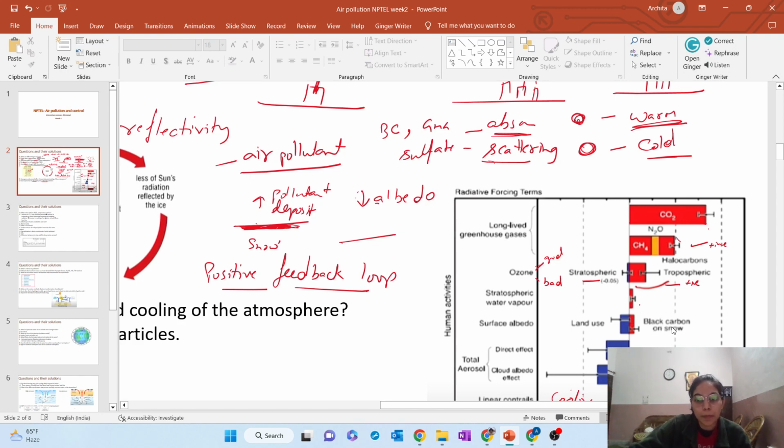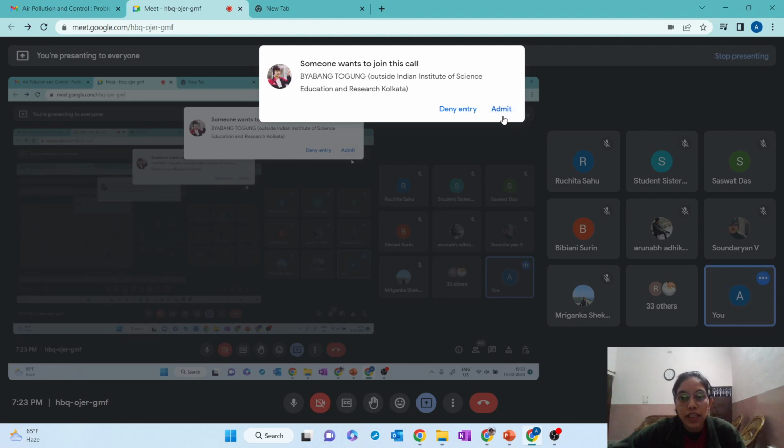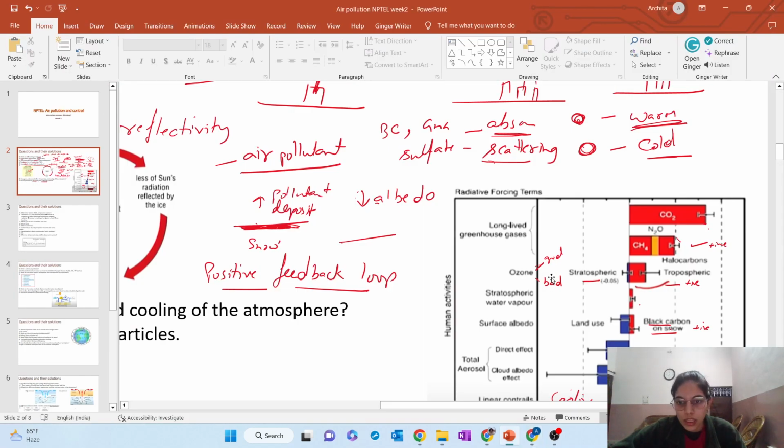Then comes the black carbon. What is shown here is black carbon on the snow. This black carbon leads to warming, because as I explained earlier, when it is deposited on the snow, it reduces its albedo or reflectivity, hence initiating a positive feedback loop, and this positive feedback loop leads to further warming of the snow.